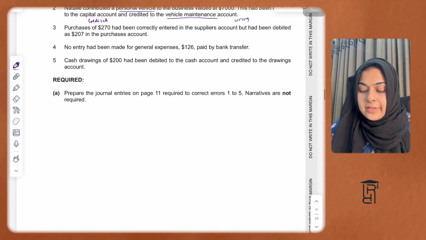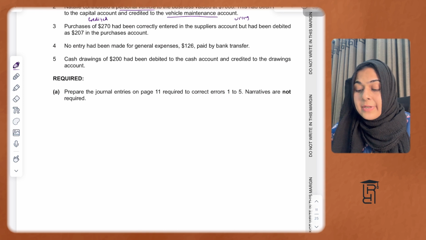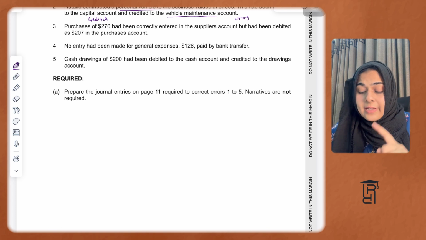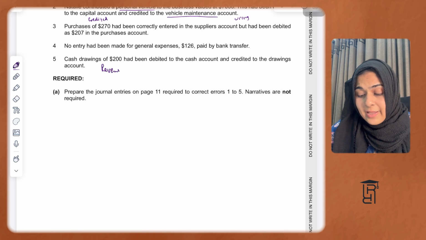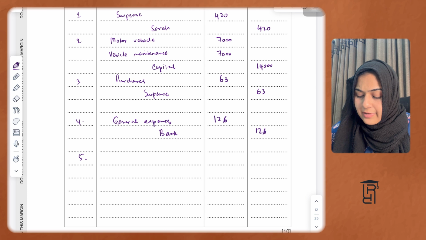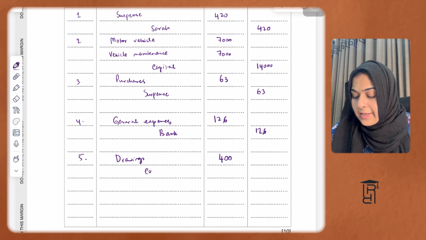Okay, in the last entry here, they're saying cash drawings of 200 had been debited to the cash account and credited to the drawings account. So the cash drawings double entry is actually drawings debit, cash credit. But what I have done here is debit cash and credit drawings, which is an error of reversal. And to correct an error of reversal, you will have to double the amounts and prepare the correct journal entry. So the correction of error number 5 will be drawings account debited and the amount will be 400, and cash account credited and the amount will be 400.